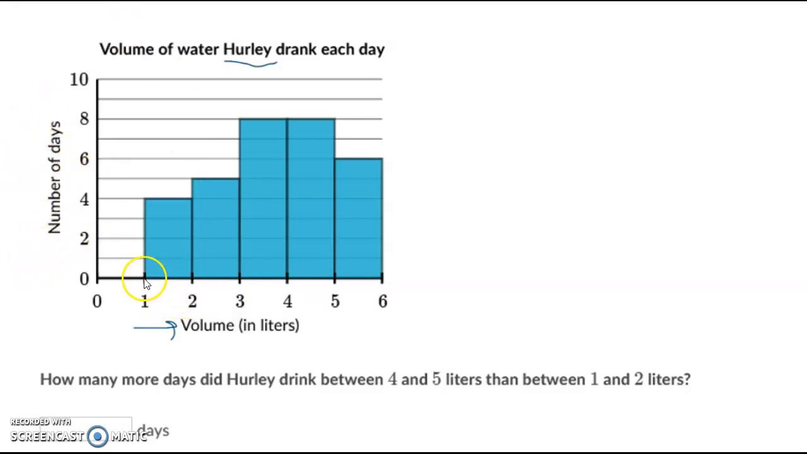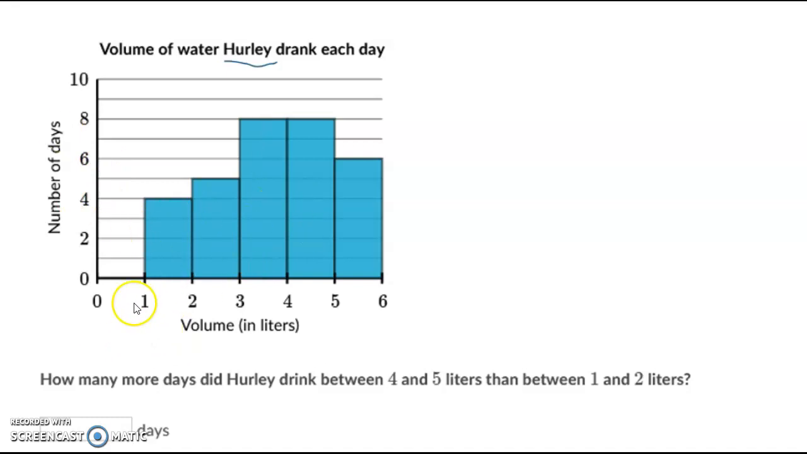So for example, if we have between 1 and 2 liters, so let's say he drank a liter and a half, he did that 4 times because this goes up to the 4. Okay, so how many times did he drink between 3 and 4 liters, like 3.5 liters? Well, he drank that 8 times, 8 days he did that. So that's how you would read this.